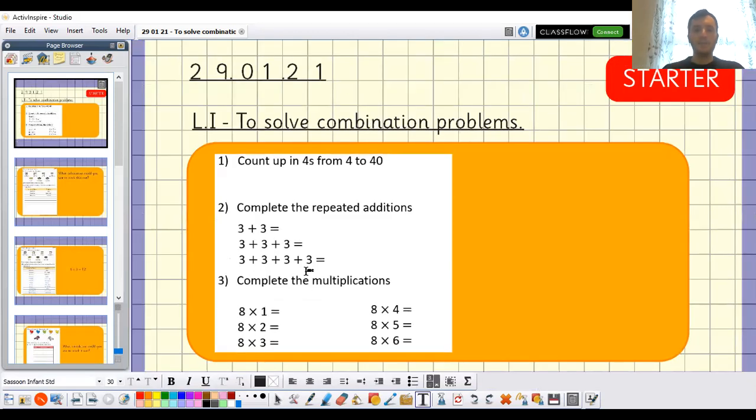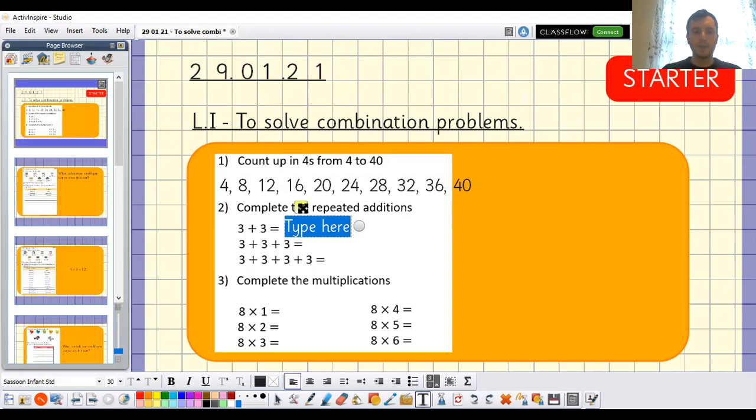Let's come back together there. The first one, counting in 4s from 4 to 40. Let me do it on my screen so you can see it. 4, 8, maybe you can count along if you know it. 12, 16, 20, 24, 28, 32, 36, and 40. Well done if you managed to do that without having to check any of those times tables as well.